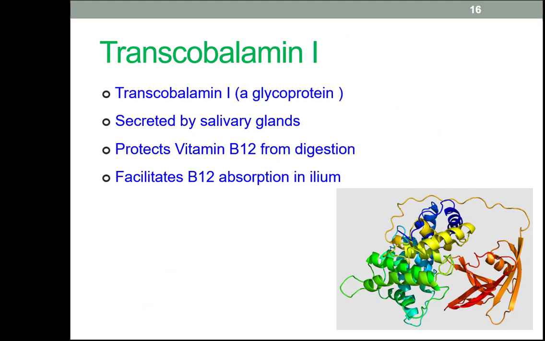We'll briefly mention transcobalamin 1. This is a glycoprotein and is necessary for the transport of vitamin B12 through the acidic environment of the stomach and then into the bloodstream via the lymph. We'll return to this later on as an example of how a micromolecule, in this case a vitamin, is transported through the system.